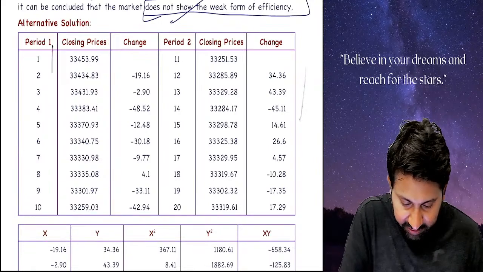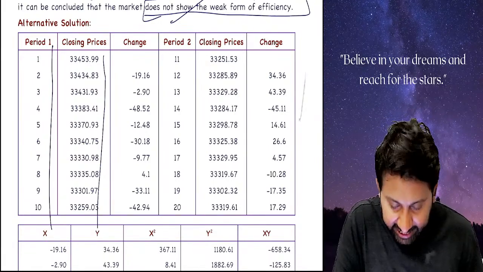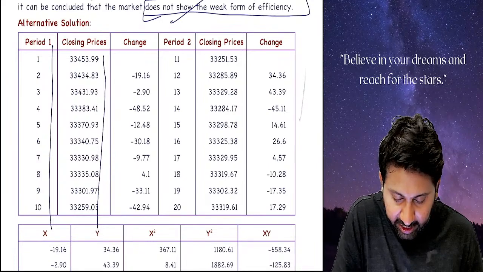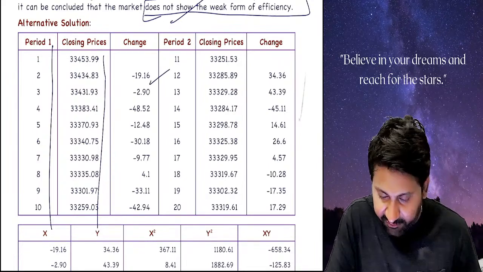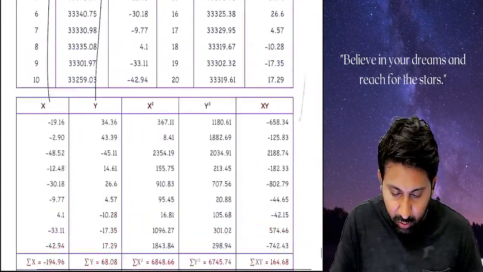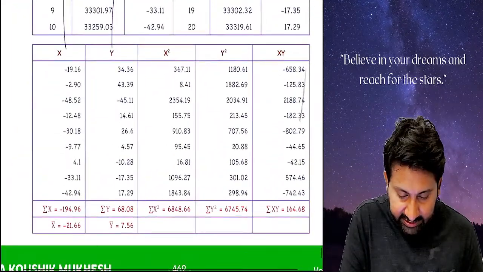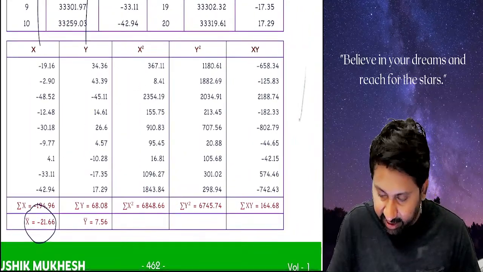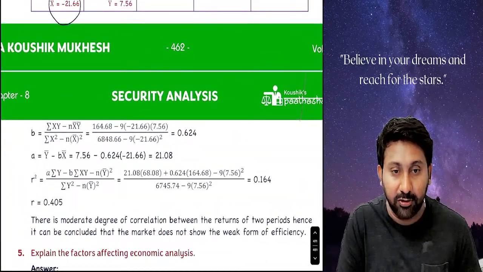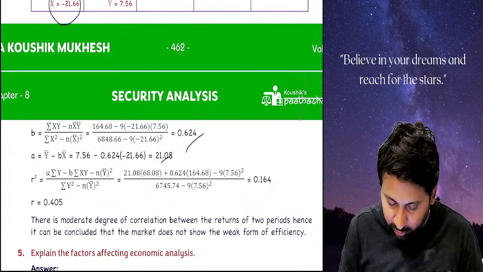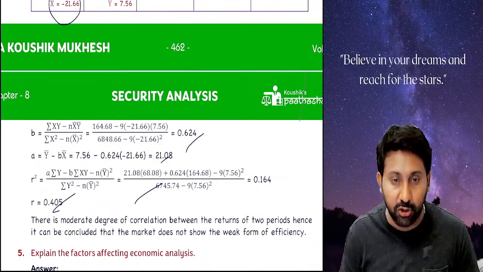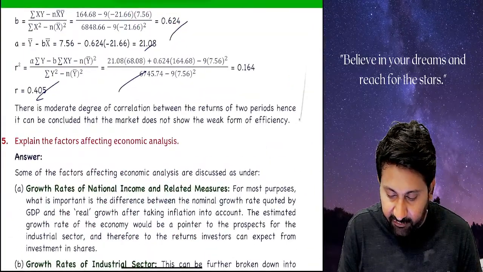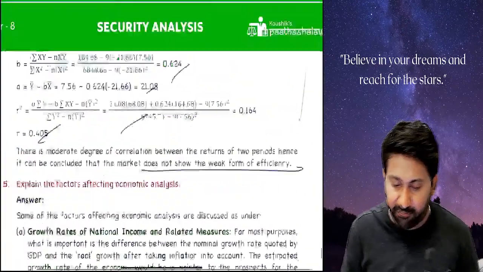See here. First 10 periods closing prices. Directly take the change. Okay. 33,453.99, this difference. Like that, take the differences. Over. Now you directly take the changes. X is all the changes. X bar, Y, X square, Y square, XY. Directly use the normal calculation. Like this you can do and you will get R as 0.405. So there is a degree of correlation, and it does not show the weak form of efficiency.